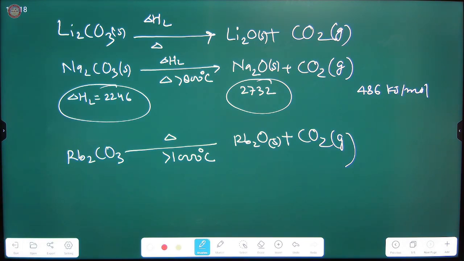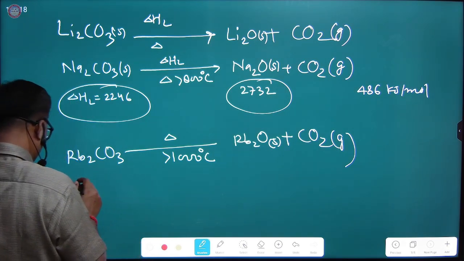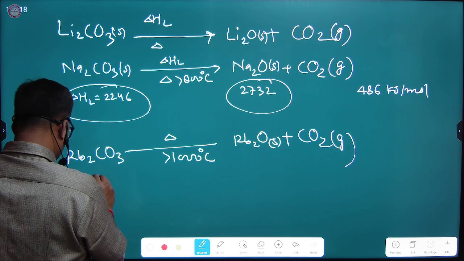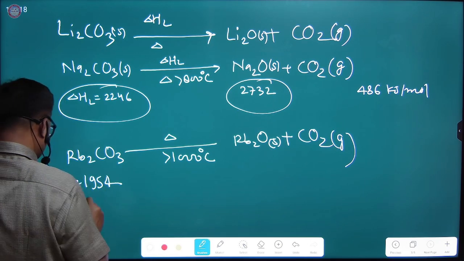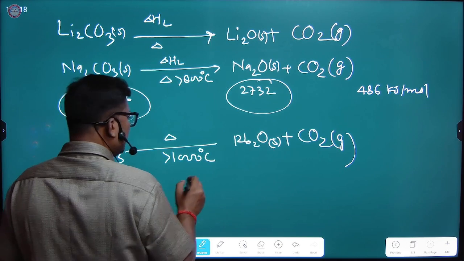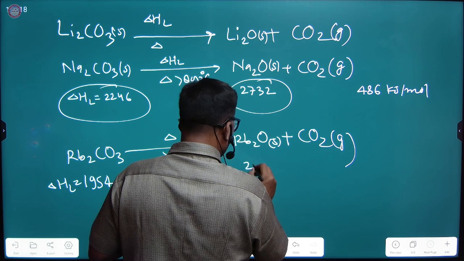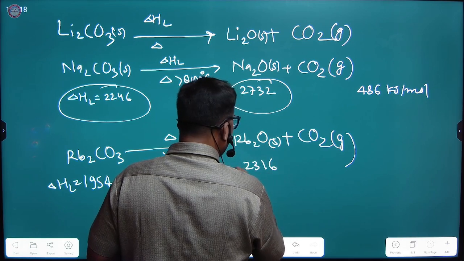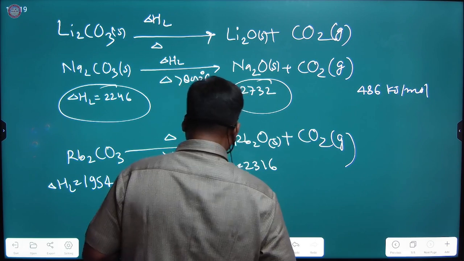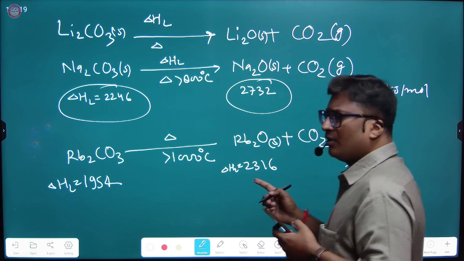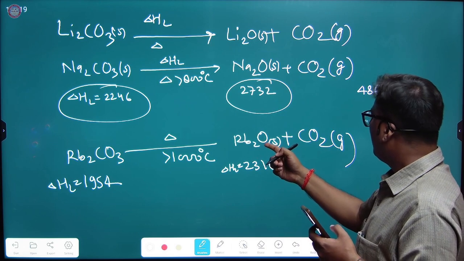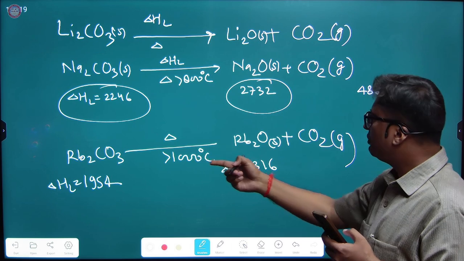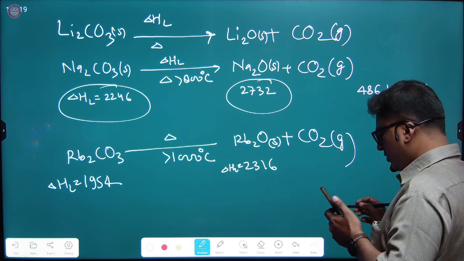So what will be the lattice enthalpy of this rubidium carbonate? Actually, delta HL for this compound is 1954, and for rubidium oxide delta HL equals 2316. And what will be the difference of lattice enthalpy between rubidium oxide and rubidium carbonate? So it is 2316.